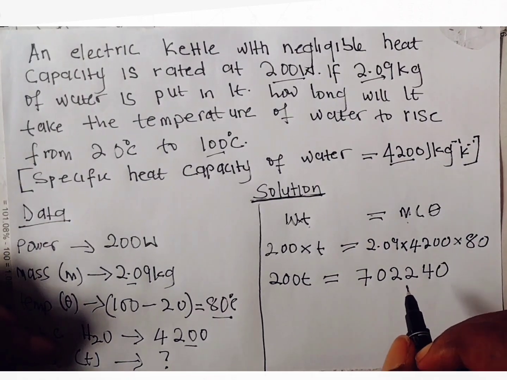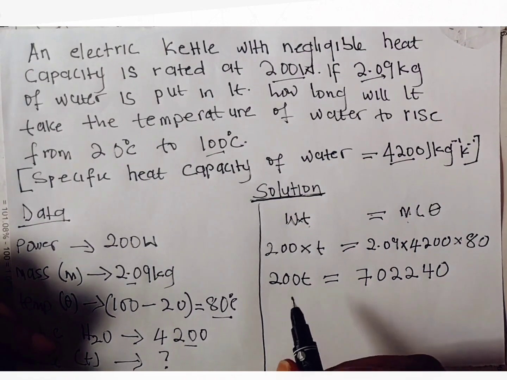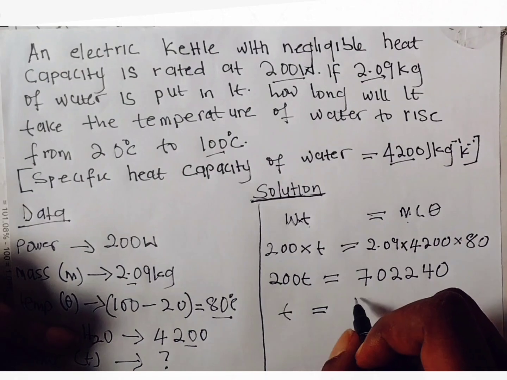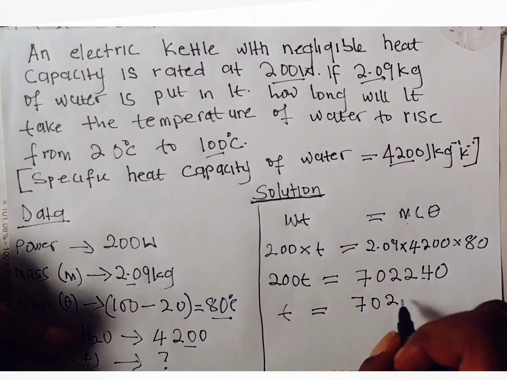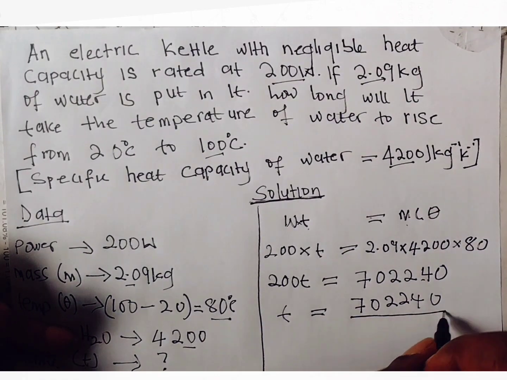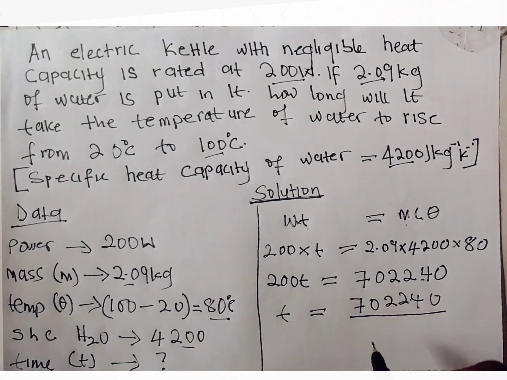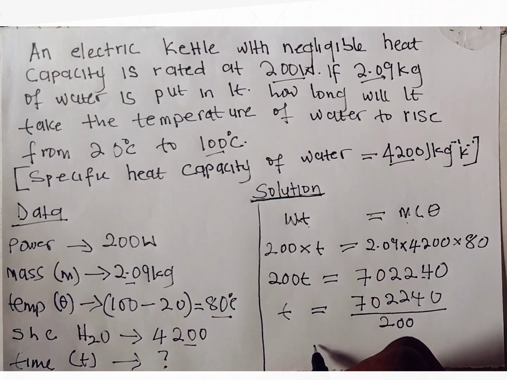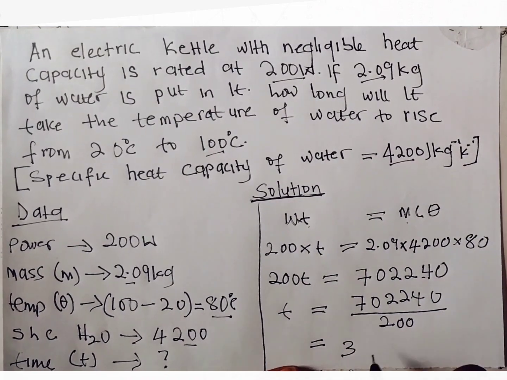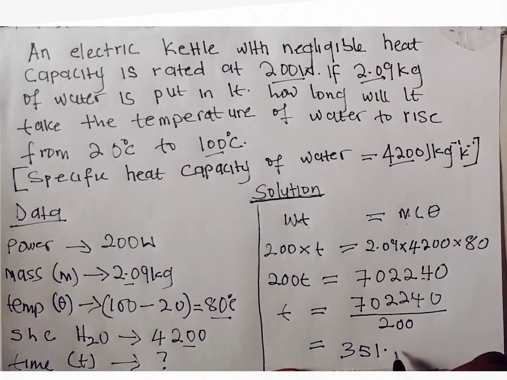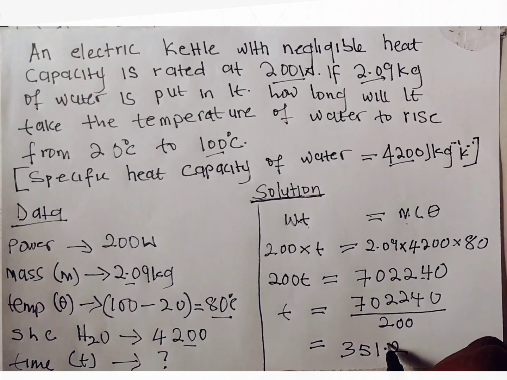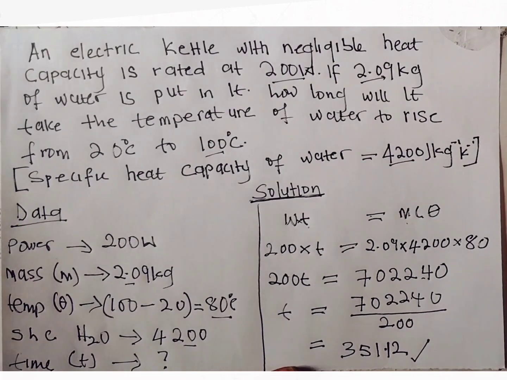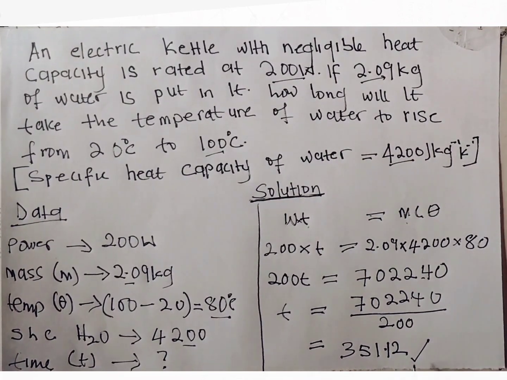It will give us 702240. Okay, now I want to make T the subject of the formula because we are solving to get T. So I will now say T equals 702240 divided by 200, because that is the number with T. Finally, it will give us 351.12. Answer: our time is 351.12.